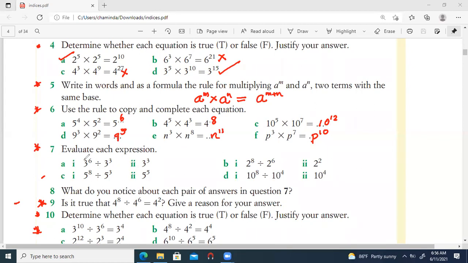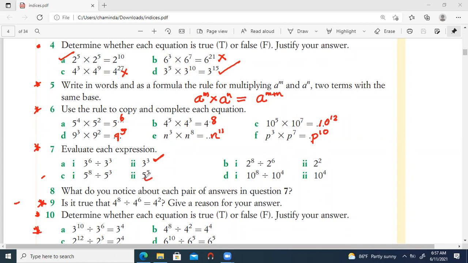Okay, very good. Evaluate each expression. In this case, we have to evaluate division. In the division, we have to subtract indices. 3 to the power 6 divided by 3 to the power 3. What's the answer? 3 to the power 3. This one is correct. In front of it, its answer is given. 5 to the power 8 divided by 5 to the power 3. What's the answer? 5 to the power 5.